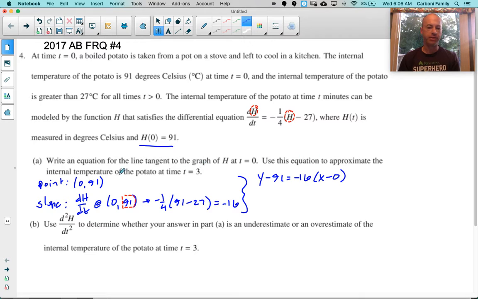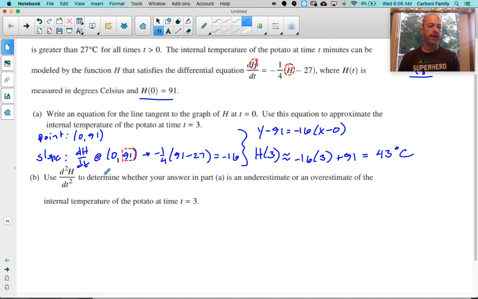And then it says use that to approximate the temperature at time t equals 3. So my temperature at time 3 is going to be approximately negative 16 times (3 minus 0) plus 91, and you can stop there. However, if you want to simplify that, I should have grabbed my calculator before. Oh, this is a non-calculator question. No, I should not have grabbed my calculator. 91 minus 48, see 91 minus 50 is 41, so it'd be 43 degrees. Always include units. This is degrees Celsius, not Fahrenheit. And there's your answer to part A.